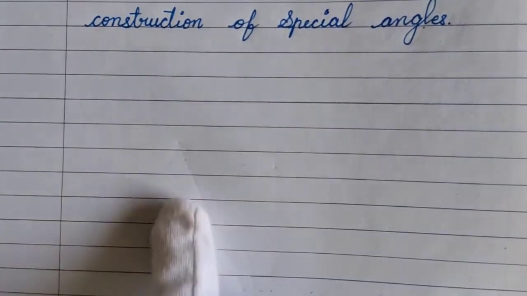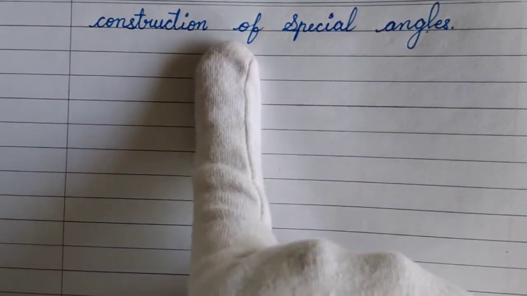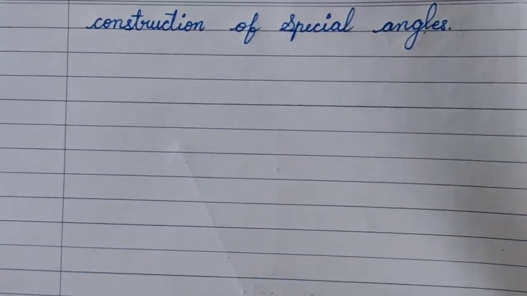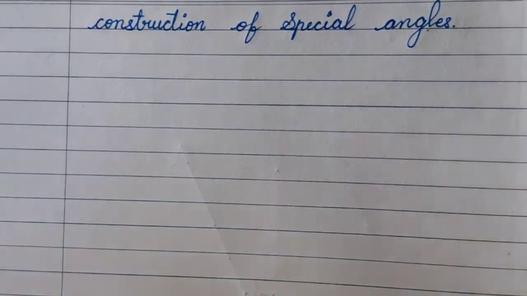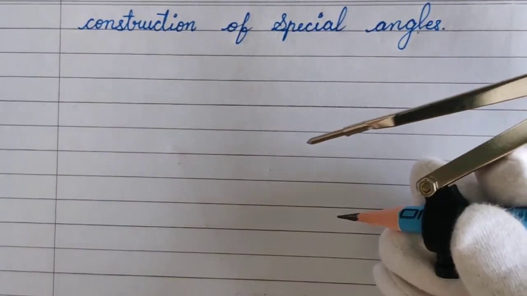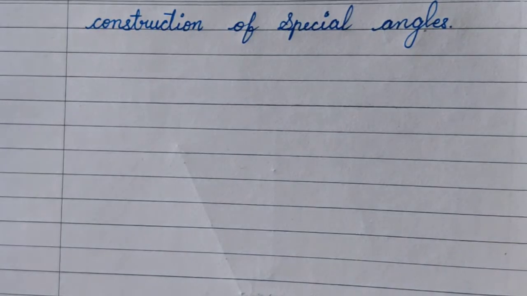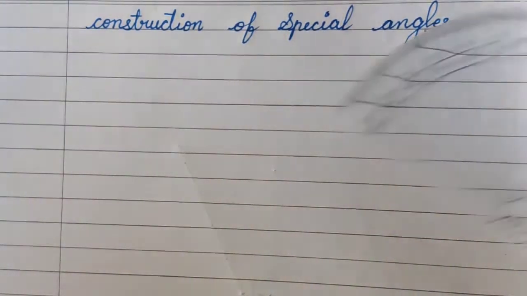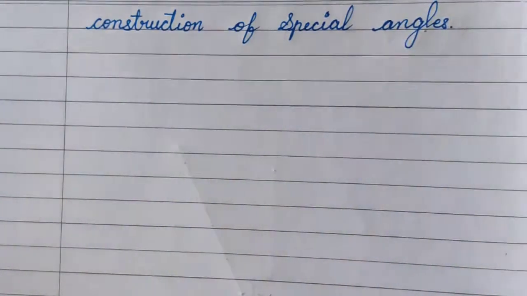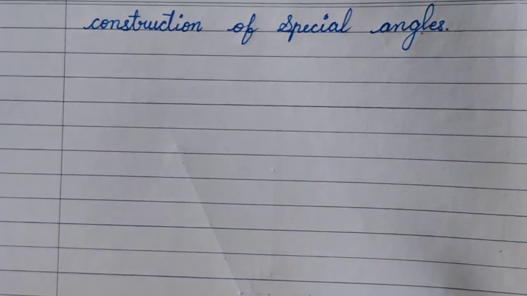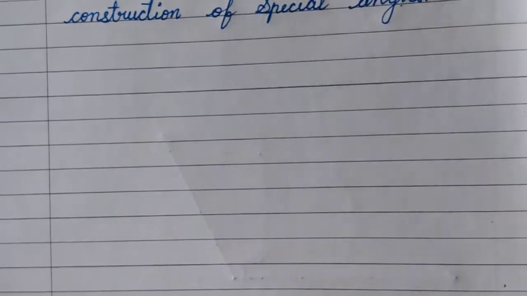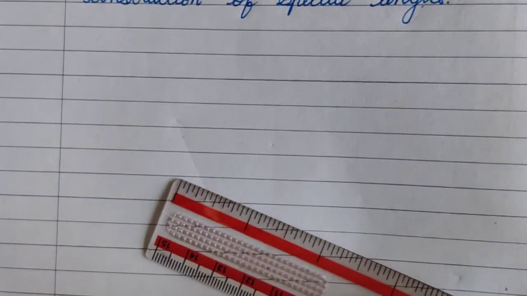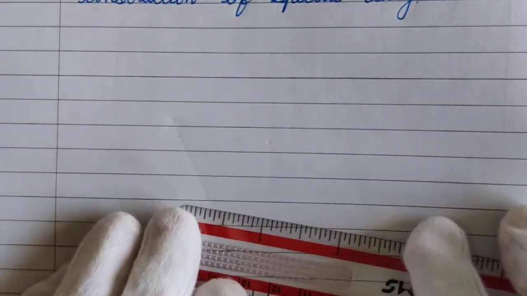The next topic is construction of special angles. Now what are special angles? The angles which you can draw only with the help of a compass, and the measurement you get without using the protractor, are called special angles. Now let us draw everything one by one. I'll tell you, one construction will teach you how many angles you can draw.